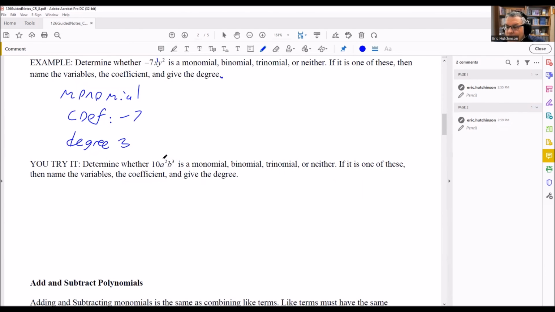Okay, so this, we only have one term. So once again, this is going to be a monomial. The coefficient is going to be 10, the number in front of the variables. If you want to find the degree, then you have to add up the exponents. So 2 and 3 add together would be 5. So this is going to be a degree 5 monomial.